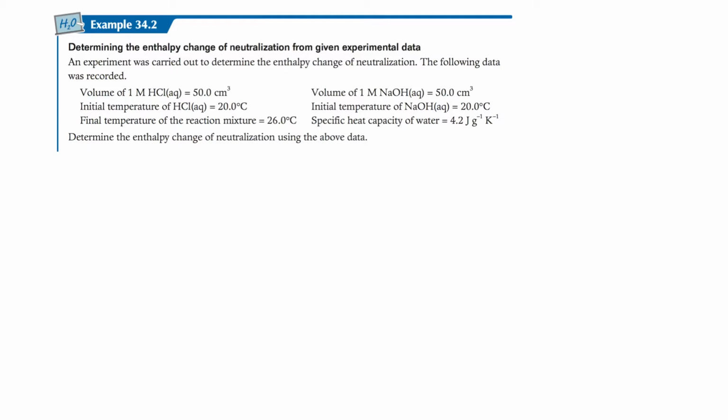Let's have a look at the first example. Experiments are carried out to determine the enthalpy change of neutralization. We have several data here. First of all, we have a volume of 1 M HCl and a volume of 1 M NaOH. Both of them are 1 M, 50 cm cube, which I convert to dm cube right away. They will give out NaCl and H2O, so it should be a 1-to-1 ratio.